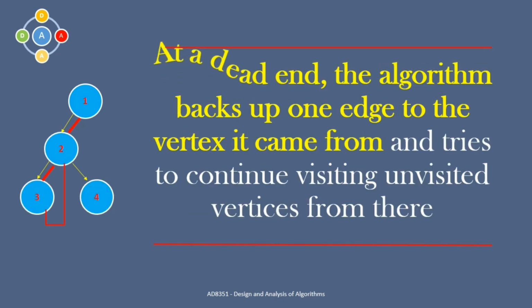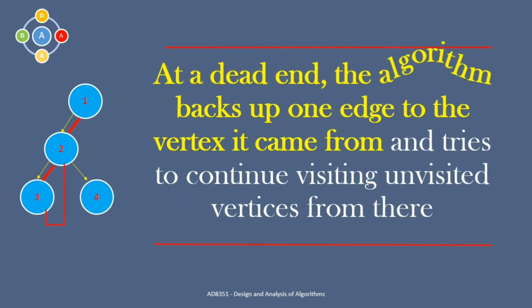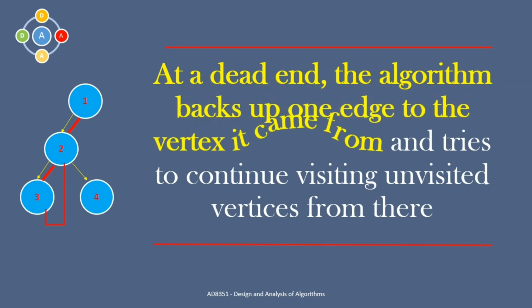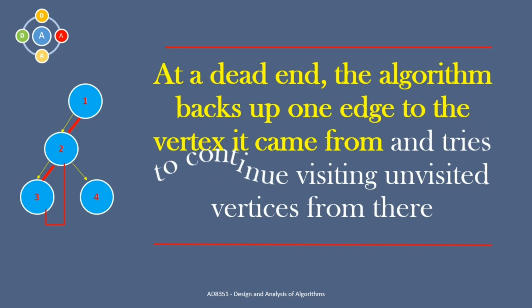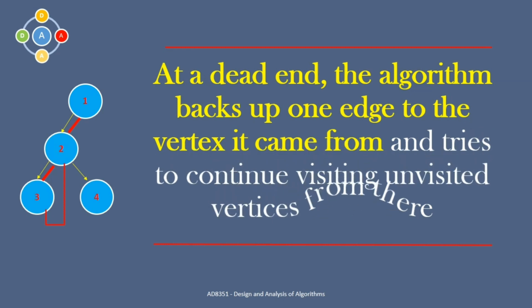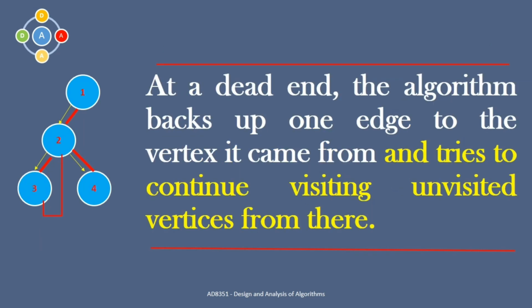At the dead end, the algorithm backs up one edge to the vertex it came from and tries to continue visiting unvisited vertices from there. So from 3 there is no unvisited adjacent vertex. So again it backs up to 2 and checks whether any other unvisited adjacent vertex is there. Yes, 4 is an unvisited adjacent vertex.